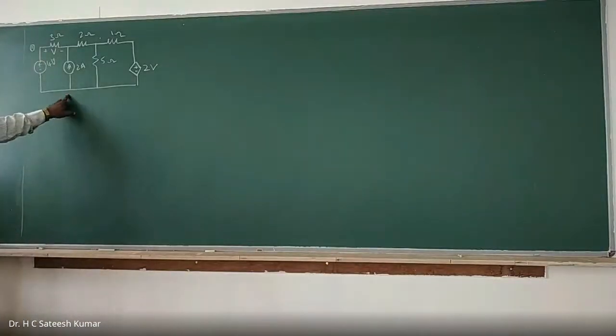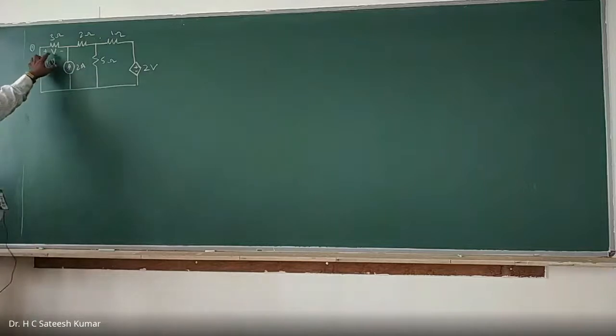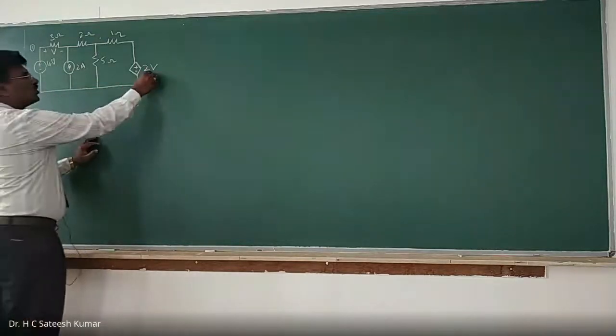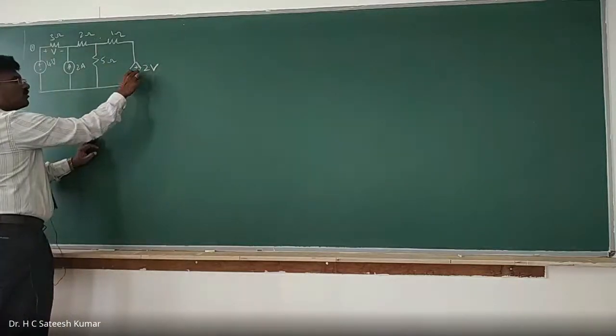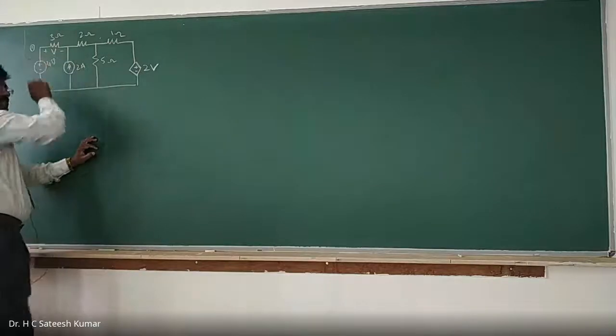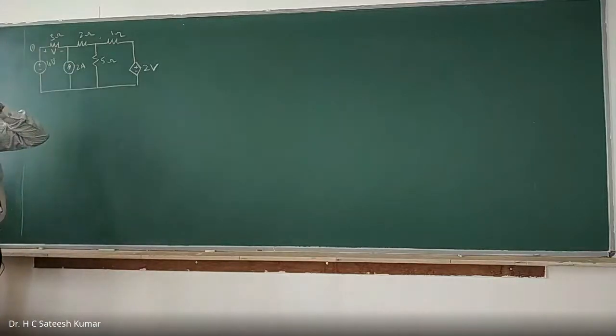This problem says: find the voltage V using the superposition theorem. But here this is not 2 volts, it is 2V. This is a dependent source, a voltage dependent voltage source. It is depending upon this voltage. Find the voltage V using the superposition theorem.